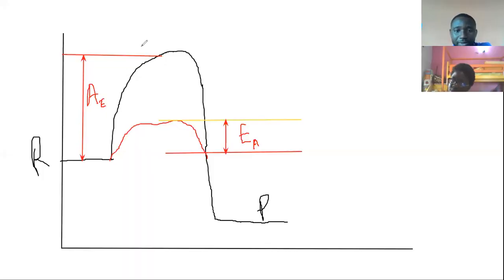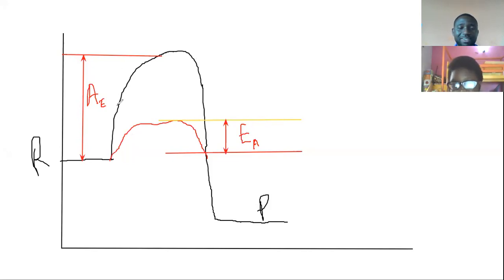Now, I want to ask you, if this is what a positive catalyst does, what would happen with negative catalysts? They'll increase. Sorry? They'll increase. Good. They will increase the what? Activation energy. Good. Increase the activation energy.